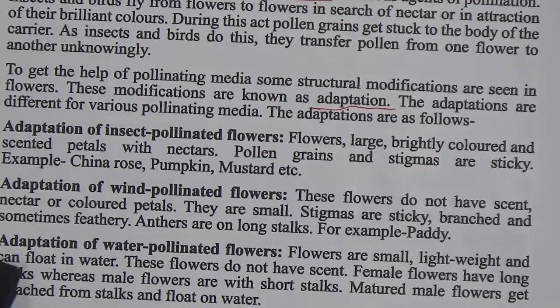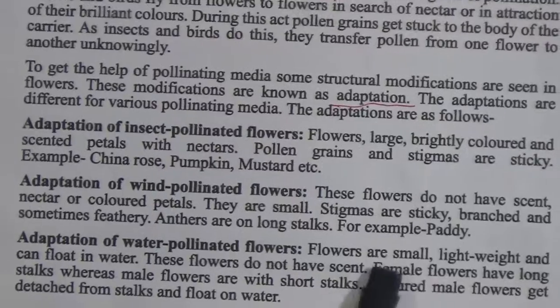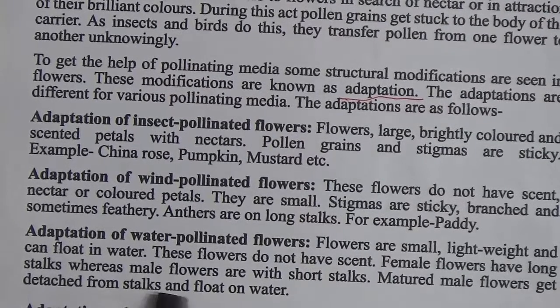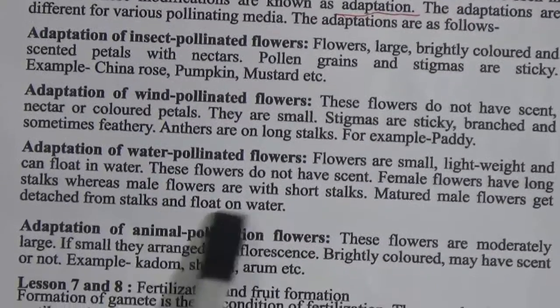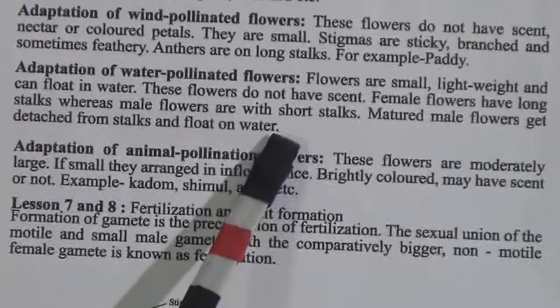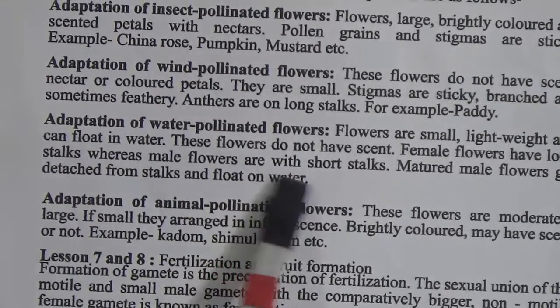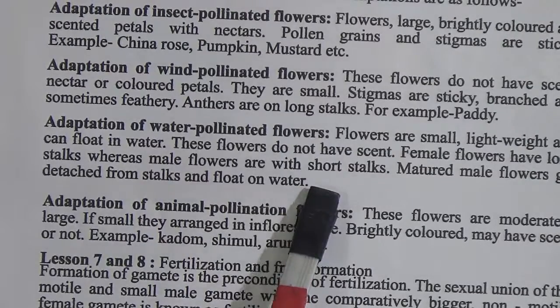Now come to the next adaptation, of water pollinated flowers. Flowers are small, lightweight and can float in water. These flowers do not have scent. Female flowers have long stalks, whereas the male flowers have short stalks. Matured male flowers get detached from the stalk and float in water, and when they come in contact with the female flower, that is when pollination occurs.